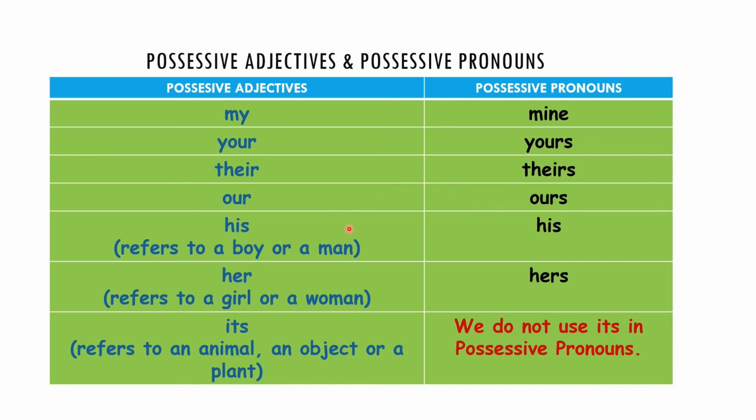As for the possessive adjective his, which refers to a boy or a man, it remains the same as his in possessive pronouns. It doesn't change. Possessive adjective her, which refers to a girl or a woman, the possessive pronoun will be hers. And the last one, possessive adjective its, which refers to an animal, an object, or a plant, but it doesn't have any possessive pronoun.